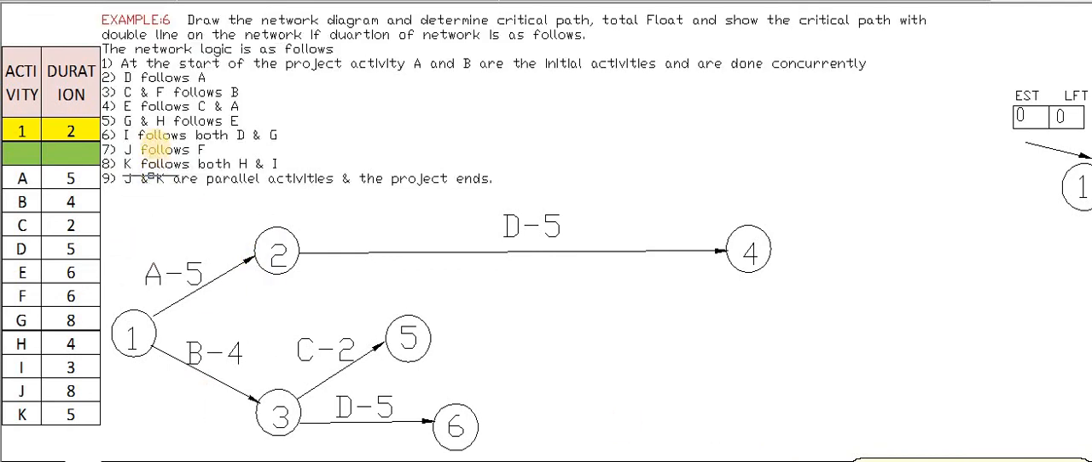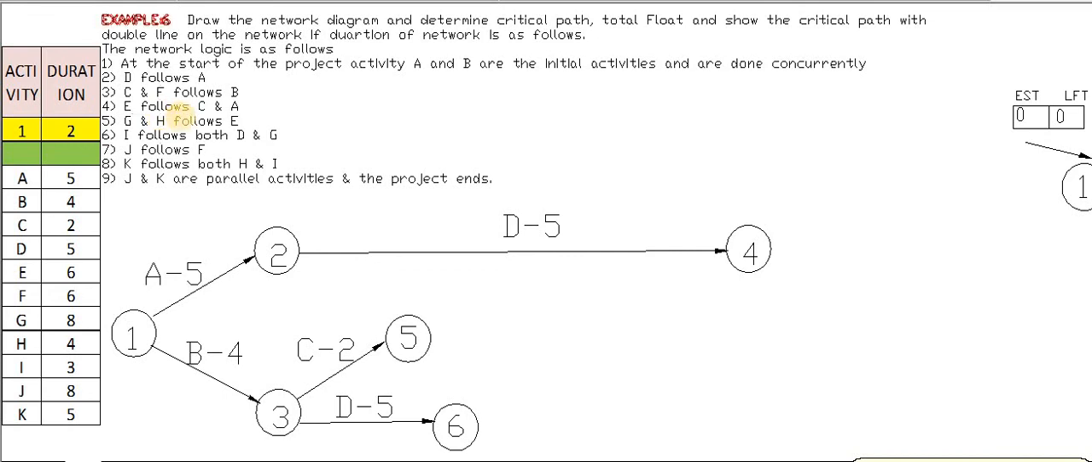What is serial number 4? Serial number 4 has the description E follows C and A. What does this mean? The point at which C and A are ending, the next point is E. The point at which C and A are ending, the same point we have to start E.